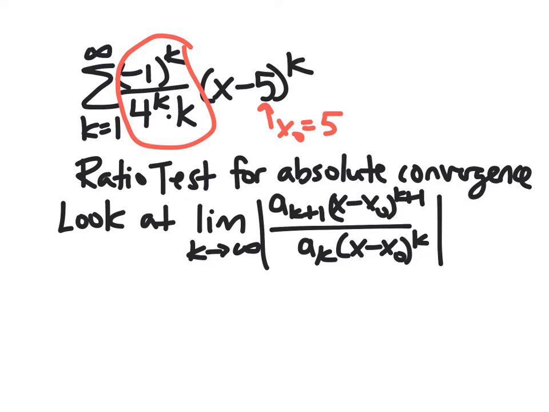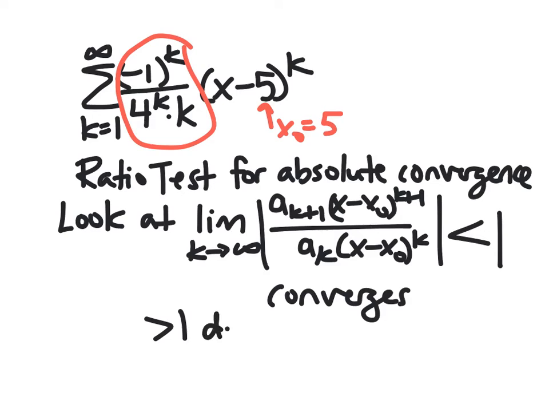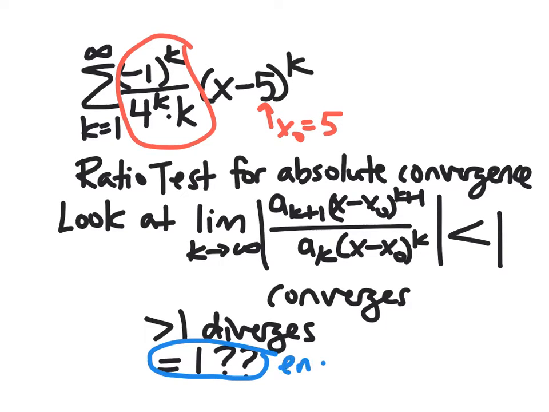So this tells us how to find our radius. If this is less than 1, then we know it converges, and if it's greater than 1, it diverges. The issue, of course, is when it's equal to 1, we don't know. So the less than 1 case is going to help us get our radius. And then to get the actual interval, whether to include the endpoints or not, all comes down to what happens when it's equal to 1. So this is where we get information about the endpoints.